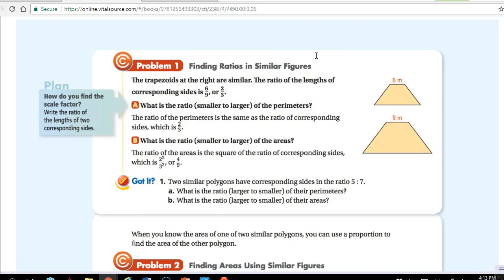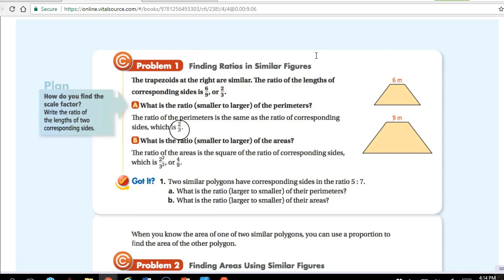What is the ratio of the smaller to the larger of the areas? Okay, the ratio of the areas is the square of the ratio of the corresponding sides. So because area, remember area is square units, that's square inches, square feet, square centimeters, square meters, whatever that might be. Area is always in squared units.